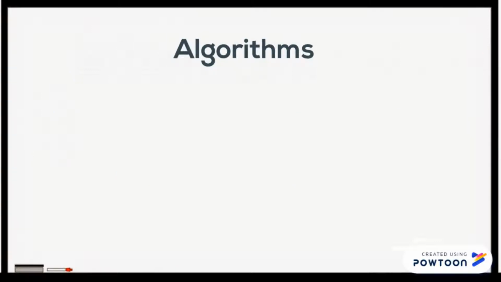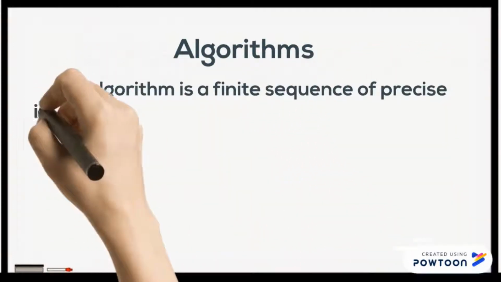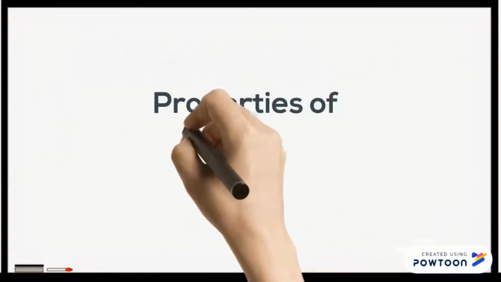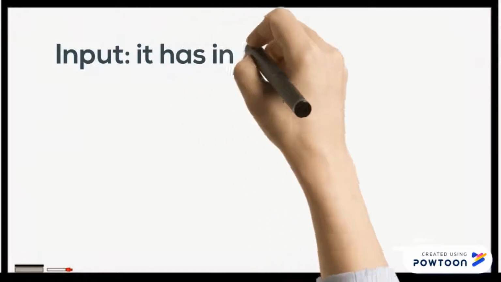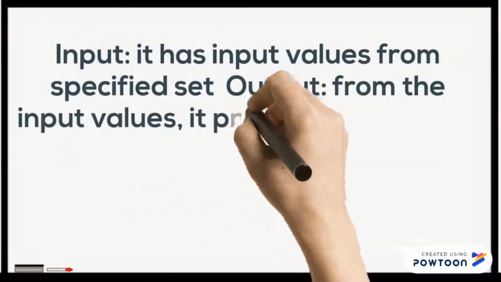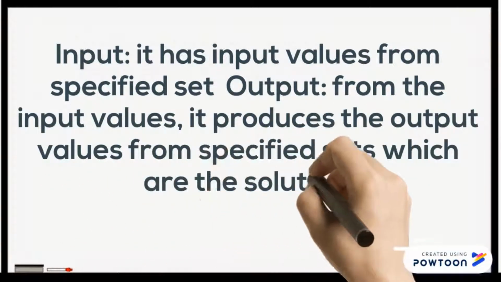Algorithms. An algorithm is a finite sequence of precise instructions for performing a computation or for solving a problem. Properties of an algorithm. Input: it has input values from a specified set. Output: from the input values, it produces the output values from specified sets, which are the solution.